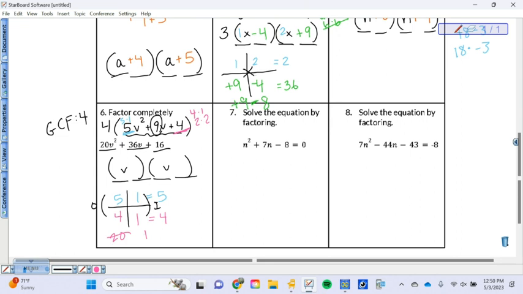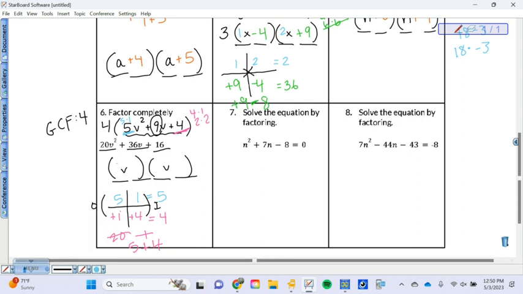2 and 2. Well, what if we flip? We have 1 and 4. What's 5 times 1? 1 times 4 is? Can I use 5 and 4 to get to 9? Yes. Just add them together, right? So that means I need to have a positive 1 and a positive 4.